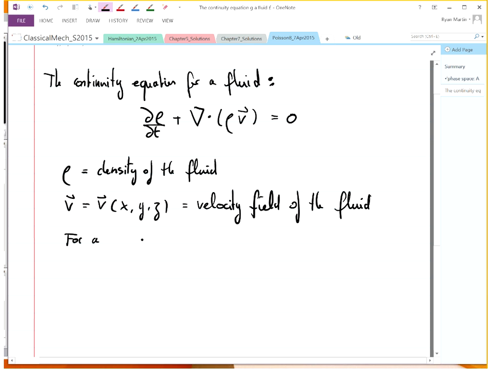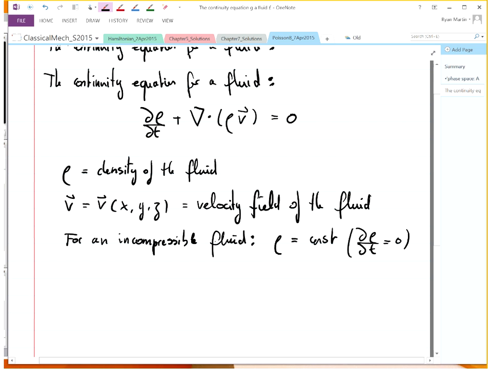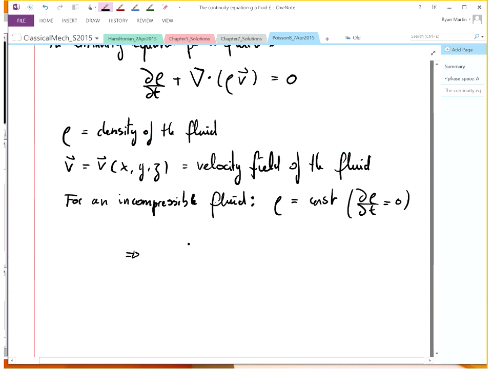So for an incompressible fluid, ρ is equal to a constant. And so that means ∂ρ/∂t is equal to 0. And so ultimately, that means that the divergence of the velocity field must equal 0. Since ρ is a constant, I can take ρ out. And since it's equal to 0, I can just remove it.